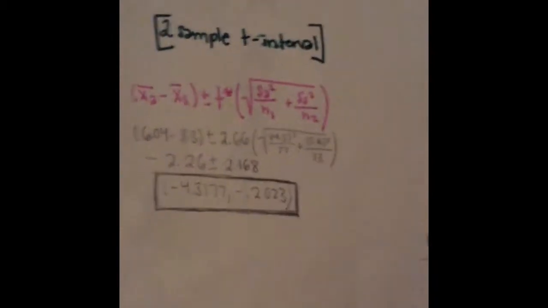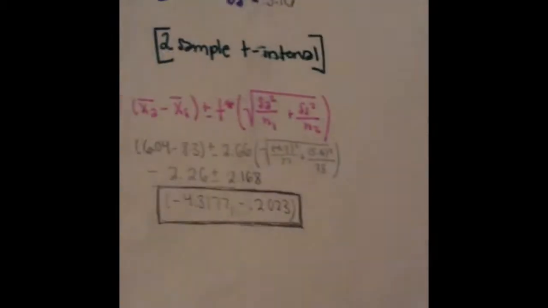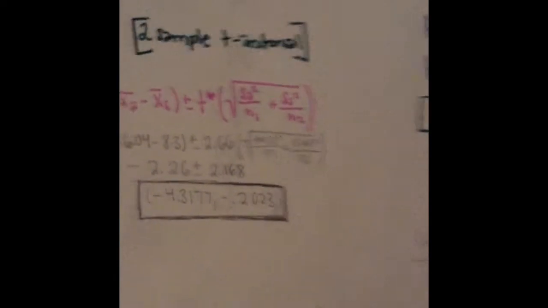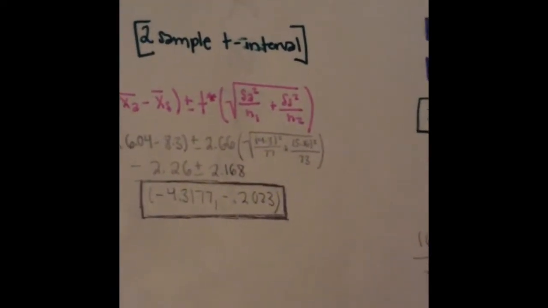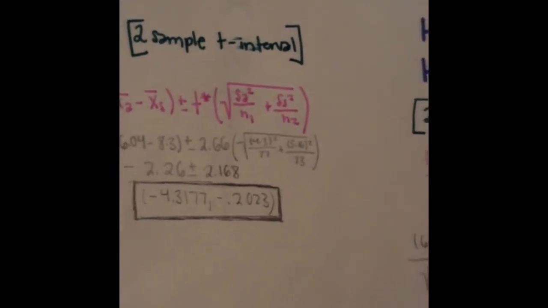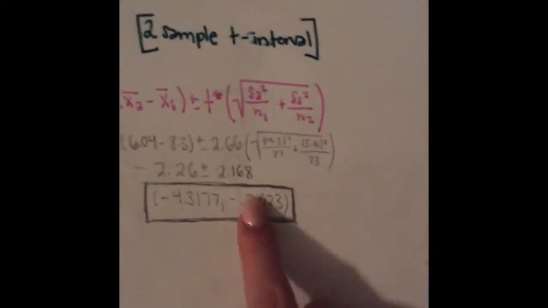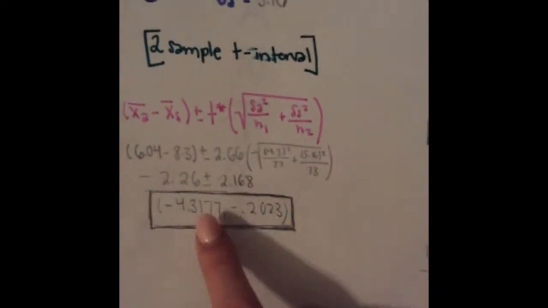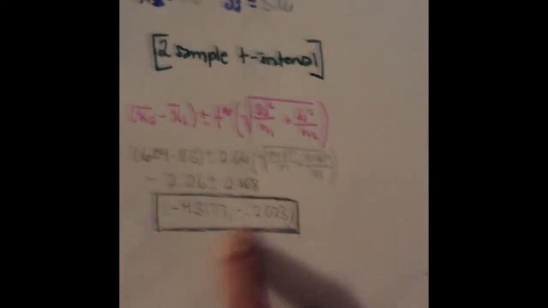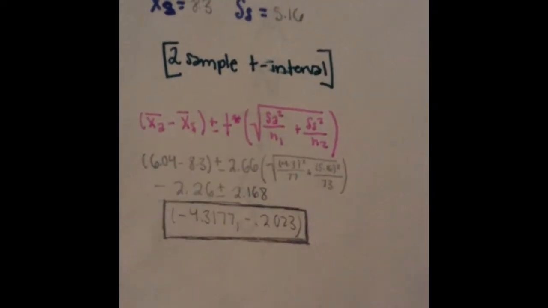The last part of PANTS is to put the statement in context. Looking at the interval, it's basically saying that we are 99% confident that the true difference in the mean wait times between ambulance transported patients and self-transported patients is between 0.2 minutes and 4.3 minutes. So they're waiting about 0.2 minutes to 4.3 minutes.